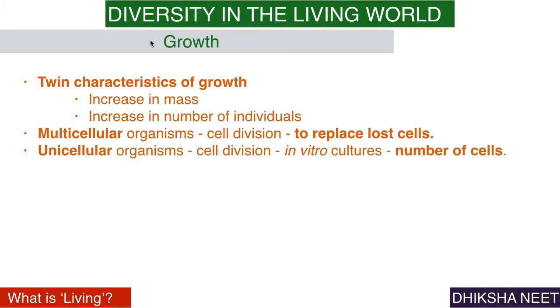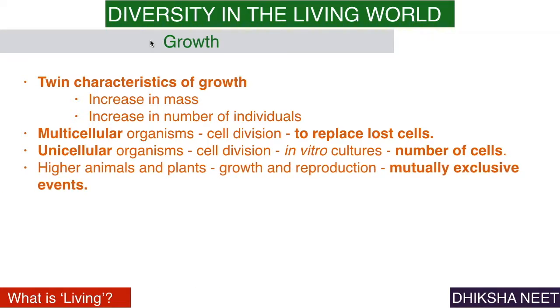Unicellular organisms grow by cell division. One can easily observe this in in vitro cultures, by simply counting the number of cells under the microscope. In majority of higher animals and plants, growth and reproduction are mutually exclusive events. One must remember that increase in body mass is considered as growth. Non-living objects also grow, if we take increase in body mass as a criterion for growth.